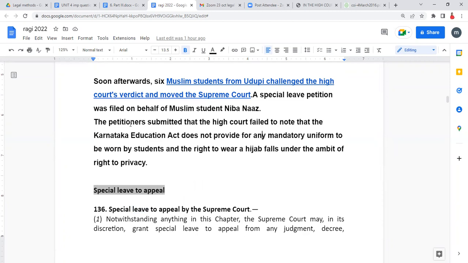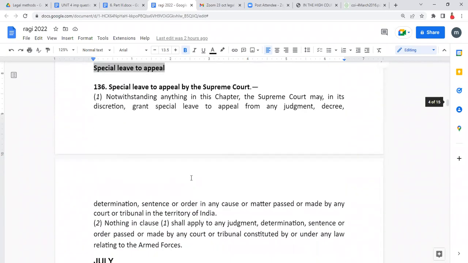So what was the argument by the petitioners? They submitted that the High Court failed to note that the Karnataka Education Act does not provide for any mandatory uniform to be worn by students, and that the right to wear a hijab falls under the ambit of the right to privacy, the right to behavioral privacy. How you want to maintain your privacy even in a public place, like in the classroom or inside your college or university, how you want to preserve that right of privacy, it forms a part of that. So wearing a hijab should not be prohibited inside the classrooms as well.